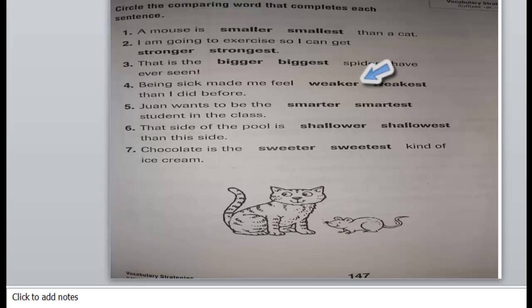Okay, number 5. John wants to be the smarter or the smartest student in the class. We saw the word the before the adjective. So what are we gonna add to the adjective? Yeah, est. Perfect, guys. So could it be smarter or smartest? Yeah, smartest.